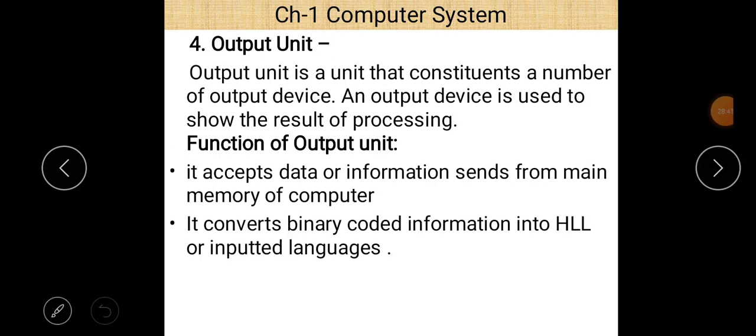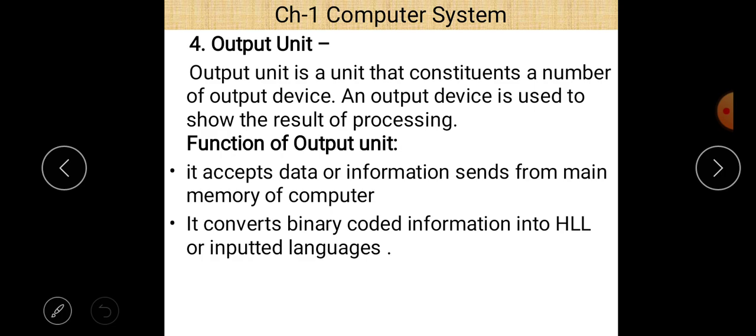Last is the output unit. The output unit is a unit that constitutes a number of output devices. An output device is used to show the result of processing. The basic output device is a monitor. Speaker is also an output device. Projector is also an output device.